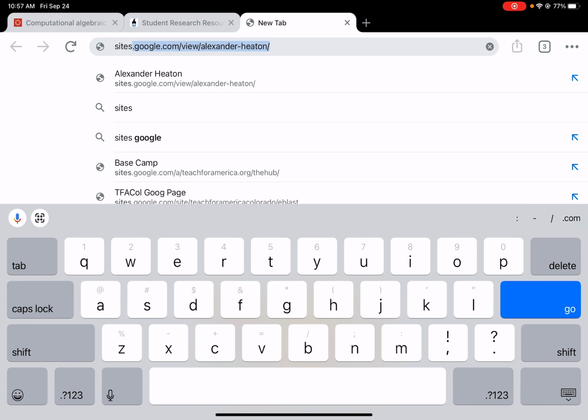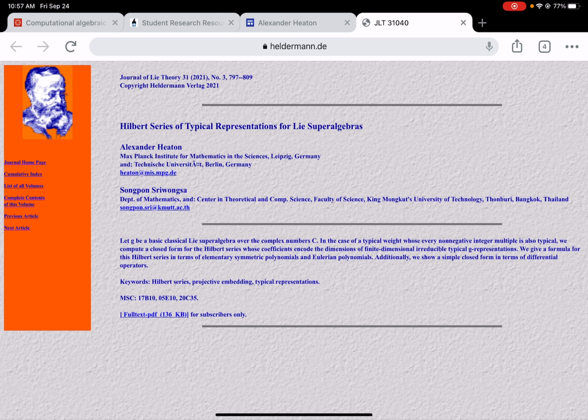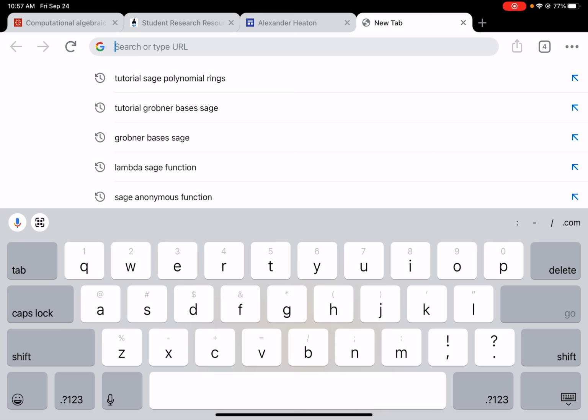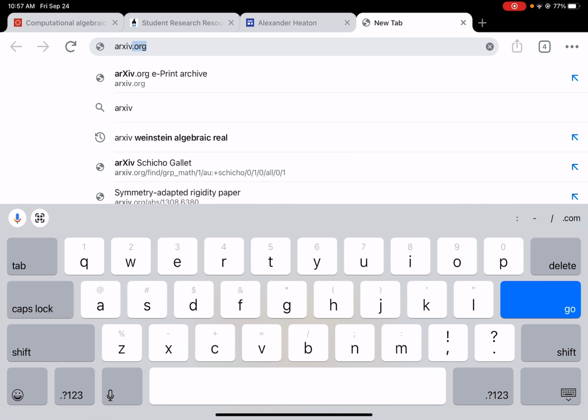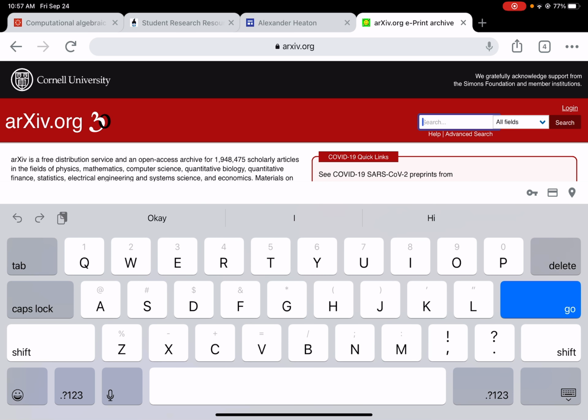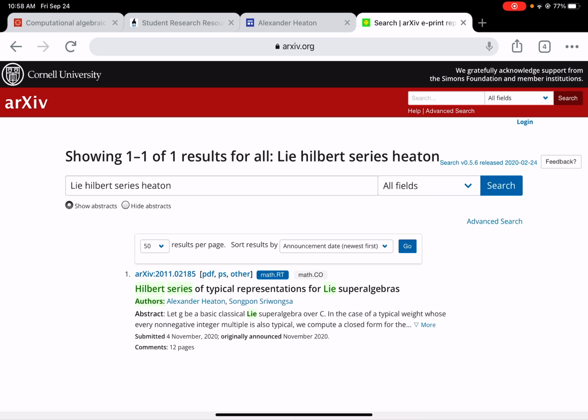Let's see. Lie superalgebra. Well, this isn't it. I need the arXiv version. Hold on. Let me find the arXiv version. Do you all know the arXiv? The arXiv is where physics and math post their research. It's free, and it's open to anybody. And so I can type Lie, Hilbert, series, Heaton. Hopefully that'll work. Okay, great.